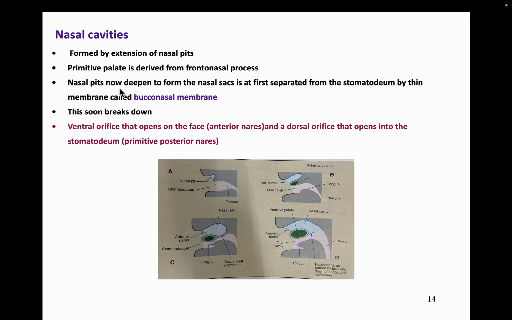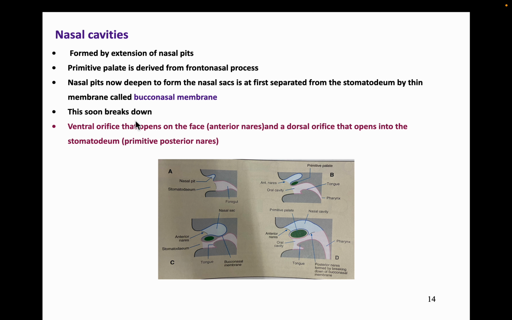Coming to the nasal cavities, these are formed by the extension of nasal pits. We know the nasal pits are communicating with the stomatodeum initially. The primitive palate is derived from the frontonasal process, as we know. Now these nasal pits deepen to form the nasal sacs. You can see the deepening of the anterior nares and the nasal pit, and they form the nasal sacs, which are separated from the stomatodeum by a thin membrane known as the bucconasal membrane.